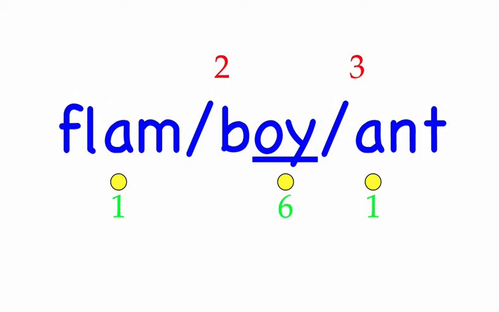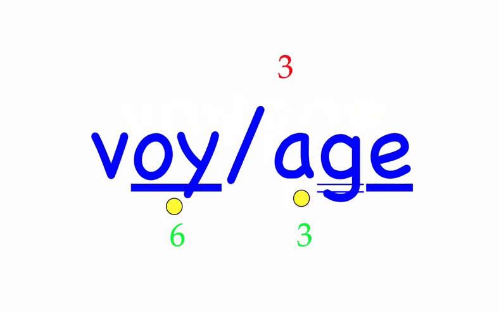Row six. Voyage. We will take a voyage together. And for spelling, pronounce it voyage. Voy has two sounds, v, oi. Age, two sounds, a, j. Voyage, mark the word, voyage.